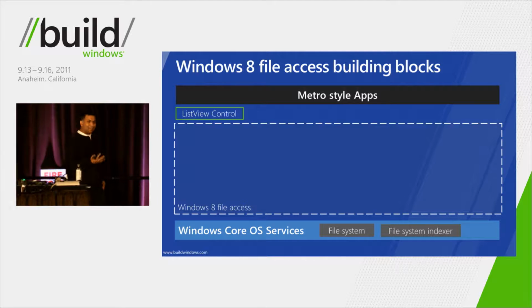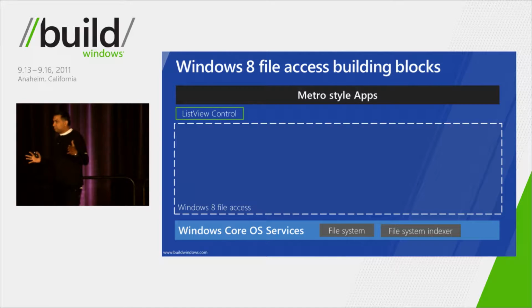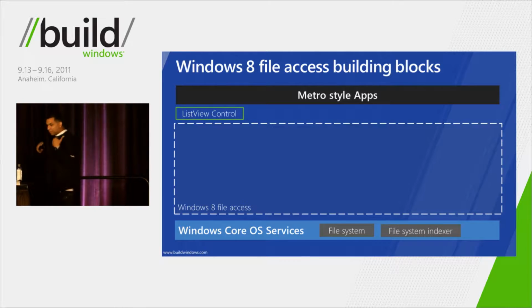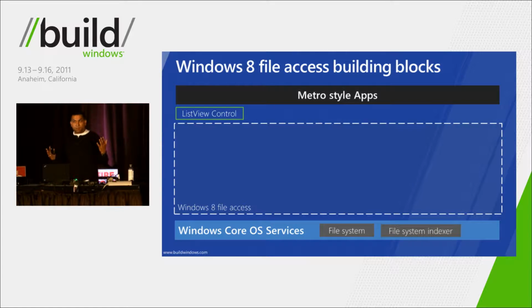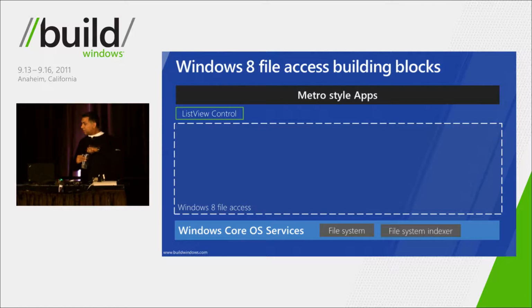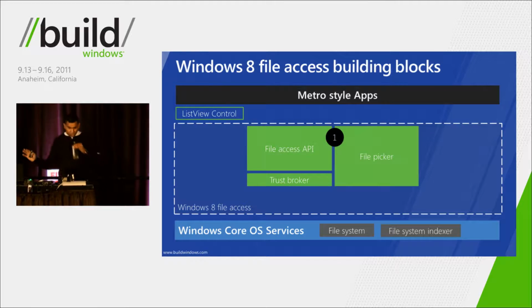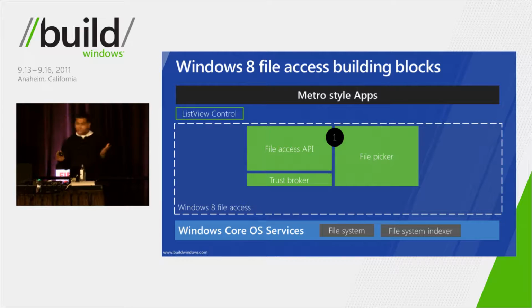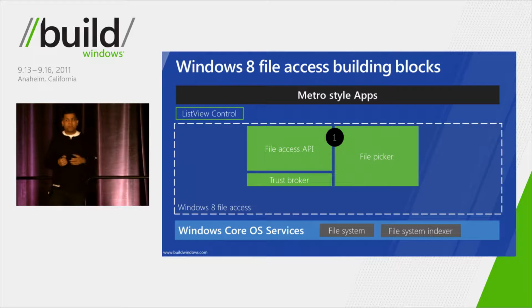So what are the building blocks? How did we enable this, right? Because guess what? It's new, it's unprecedented. Everything we're talking about has been designed with the point of view of reimagining Windows. So there are 4 key things that I want to talk to you about today. So let's start off with number 1. So the first thing we'll talk about is how you get parity file system access in your Metro-style apps.